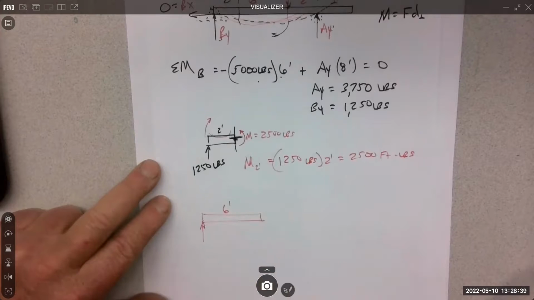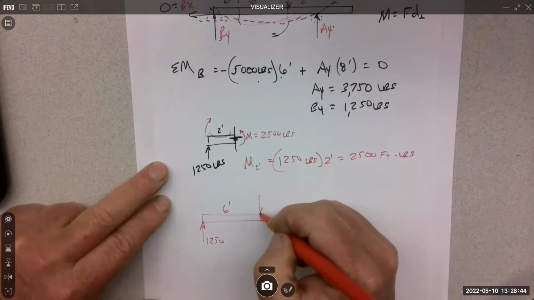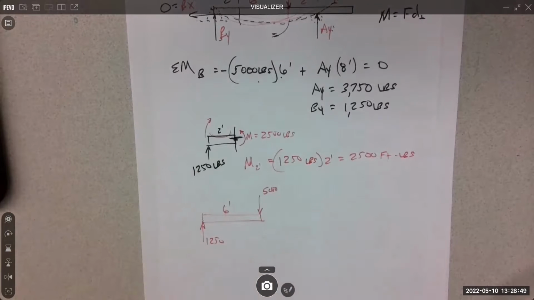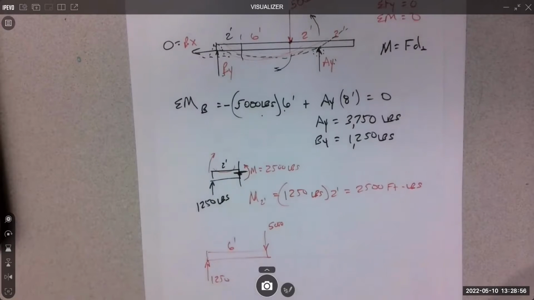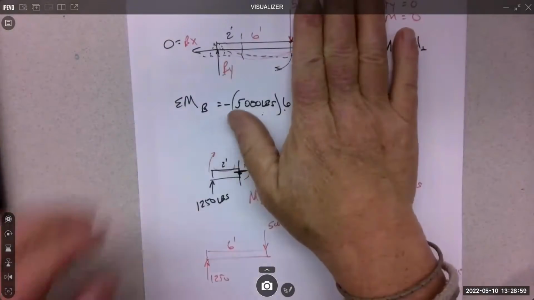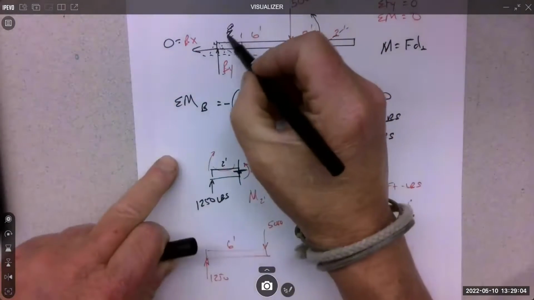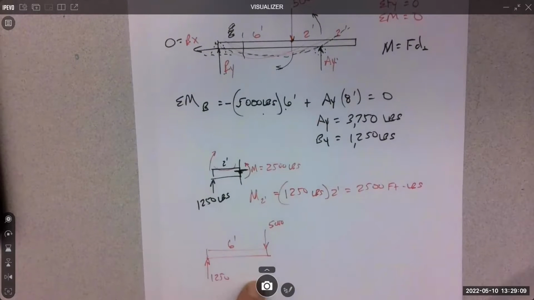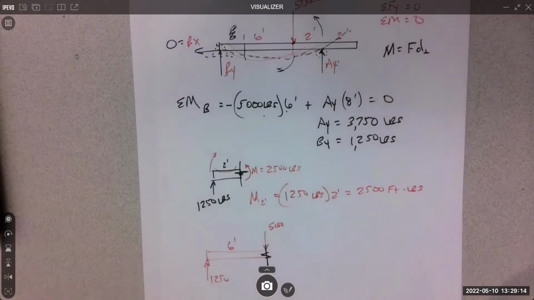Still have our BY force of 1,250. Now the 5,000 shows up. So I'm putting it on, right? That's at 6 feet. Anything else on that piece? It's this piece right here, yeah? And again, you're right, that 2 feet is just where I sectioned it. So we have 6 feet total. Right, everyone agree with this? It's good? And this is a cut.